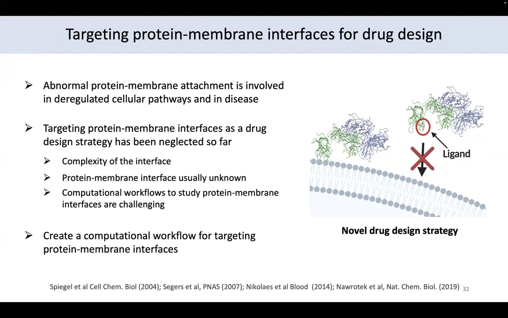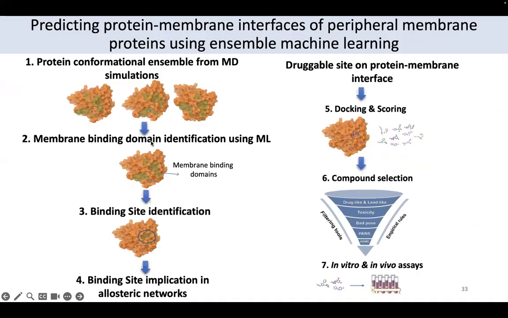We were interested in that problem because abnormal protein membrane attachment is involved in deregulated cellular pathways and in disease. And we thought that targeting this protein membrane interface is an interesting novel drug design strategy, but it has been neglected so far because of the complexity of the interface. The protein membrane interface is not known. Computational workflows to study protein membrane interfaces are challenging, so we wanted to create a computational workflow that would automate targeting these protein membrane interfaces given the scarcity of structural information. So we used machine learning to do that.